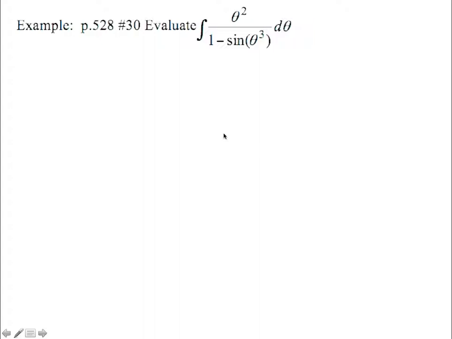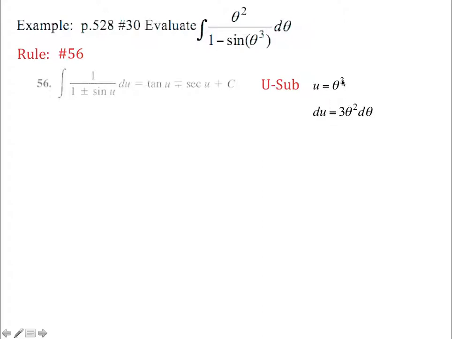For this example, we're not going to have just a straight rule. If we look at the rule here, we're going to have a u sub, so that we can have a 1 in the top and a u in the bottom. So my u sub is going to be u equal theta cubed. That's just like looking at x cubed. We're going to differentiate it the same way. So du is going to be 3 theta squared d theta. And so we have a theta squared d theta here. That's going to be a 1/3 du. So we're going to substitute that whole thing out with this expression.